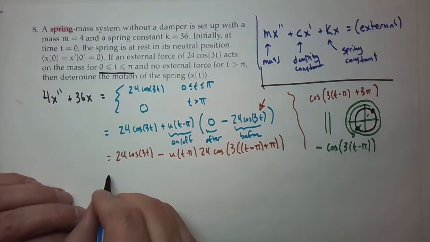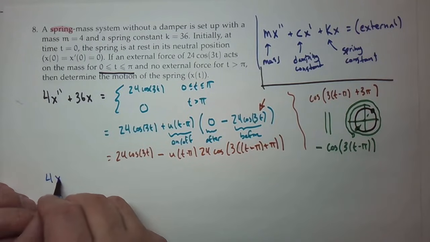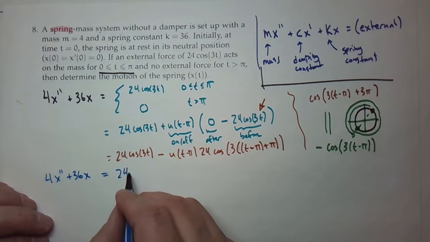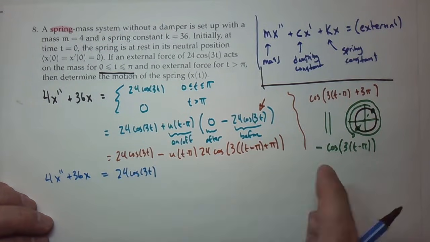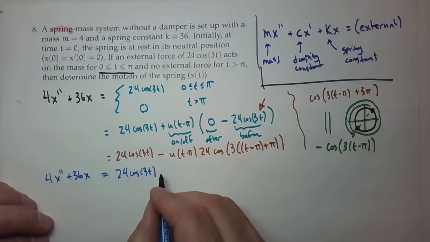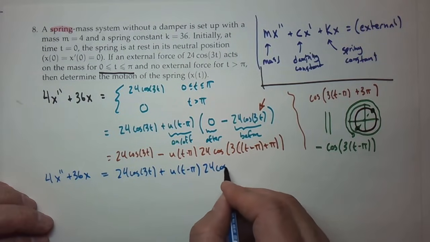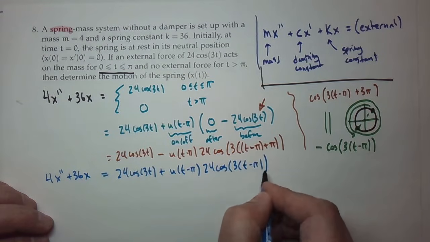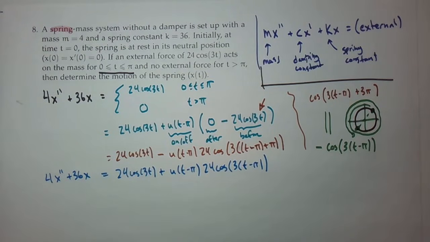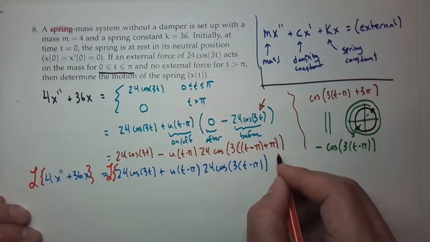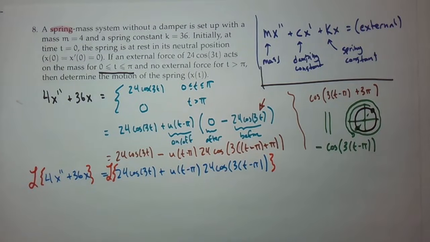Okay, so we have, in particular, 4x double prime plus 36x is equal to 24 cosine 3t, minus, which makes a plus, u of t minus pi times 24 cosine 3 times t minus pi. Okay, now are we ready to do Laplace transform? Yes. We do it to both sides. We are equal opportunity Laplace transform takers.